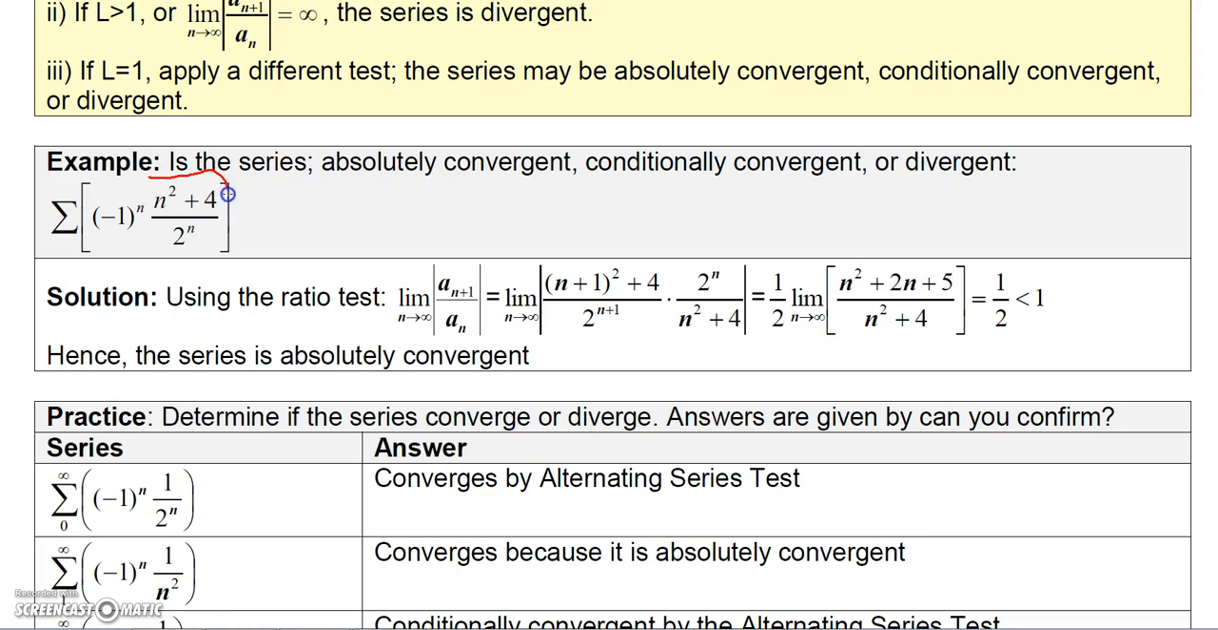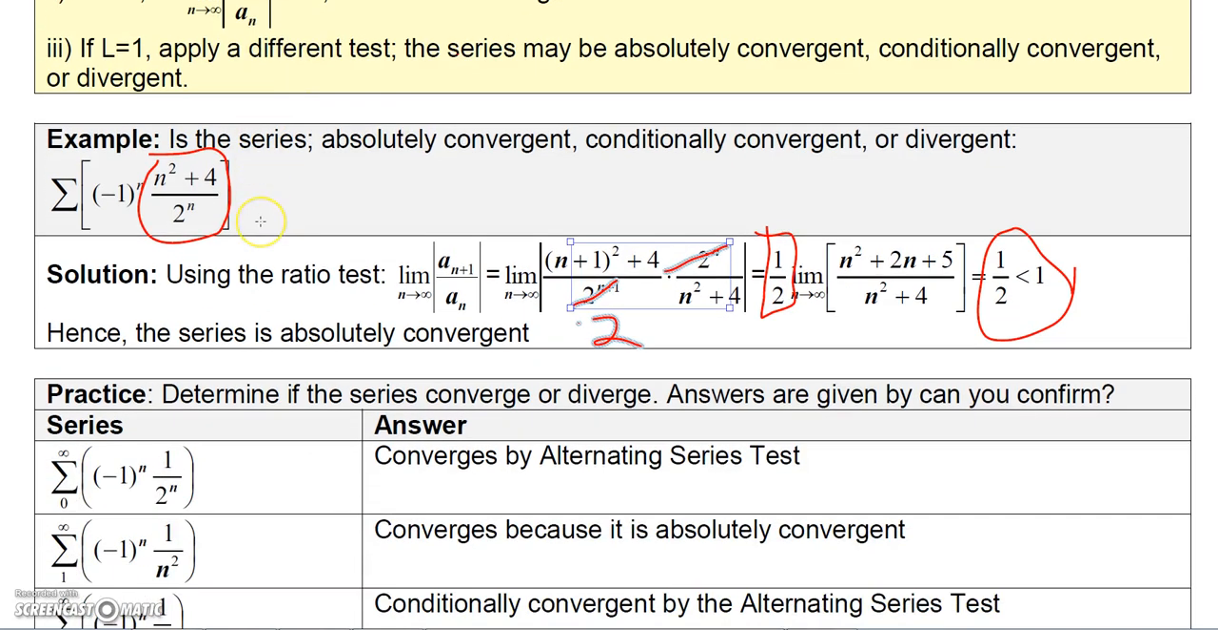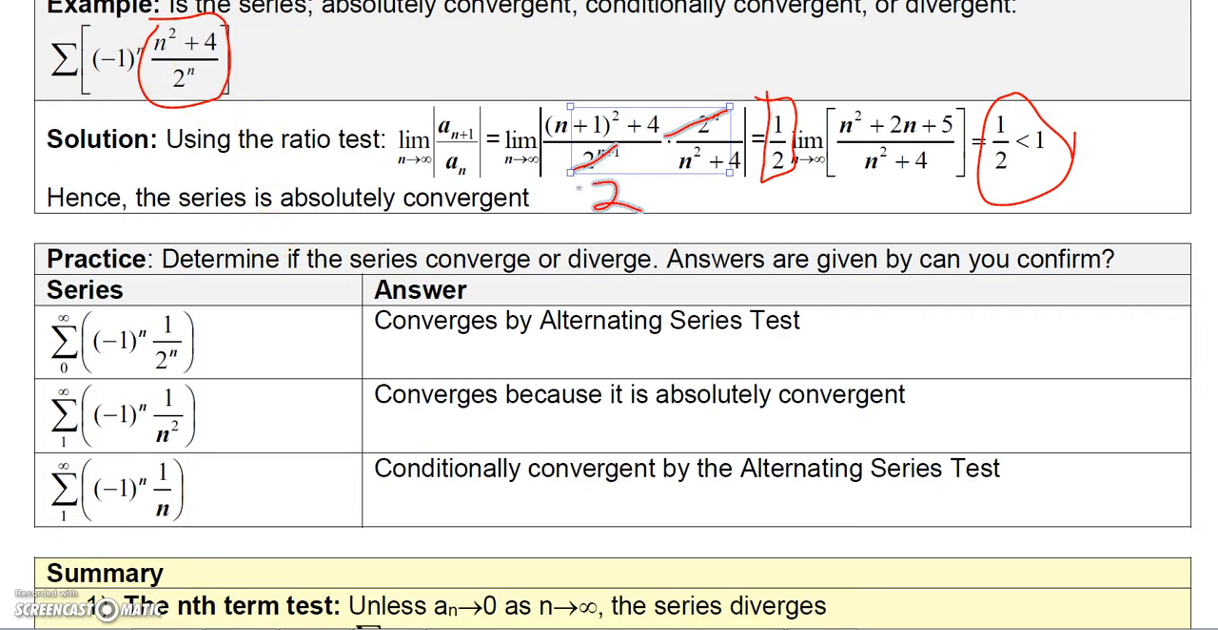Then you divide by the nth term, but since you're dividing, I'm going to flip and multiply, so I would multiply by 2 to the n over n squared plus 4. Then divide this into this, and I would get 2 in the denominator, and I'm going to factor the 1/2 outside. If I simplify the numerator, I get n squared plus 2n plus 5 over n squared plus 4. And the limit of this is just going to be 1. So I have a half times 1. And since the limit is less than 1, the series is absolutely convergent. So therefore, the series is absolutely convergent.